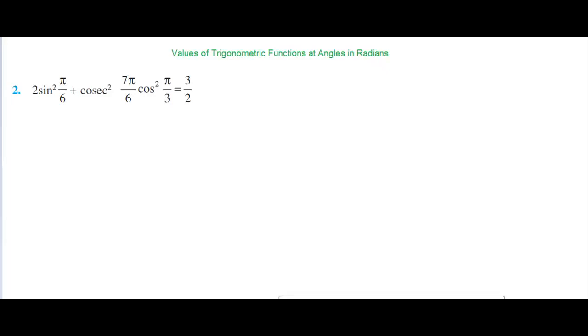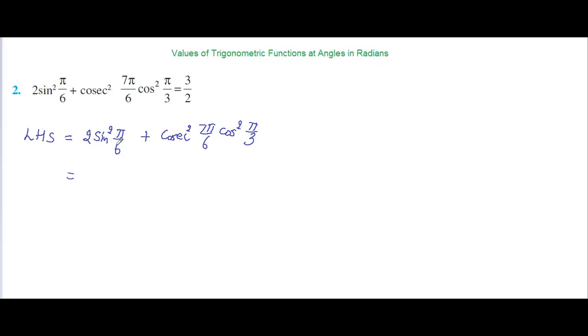So this is the problem. 2 sine square pi by 6 plus cosec square 7 pi by 6, multiplied by cos square pi by 3, we are to prove equal to 3 by 2. So left hand side is equal to 2 sine square pi by 6 plus cosec square 7 pi by 6 multiplied by cos square pi by 3.